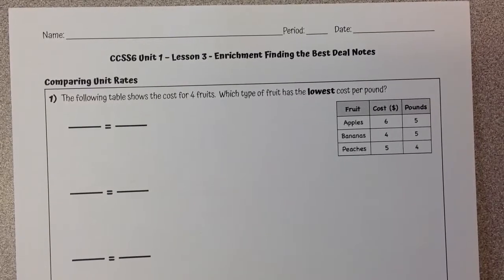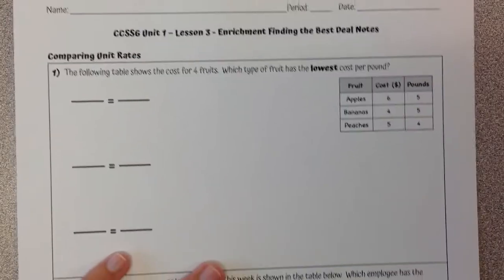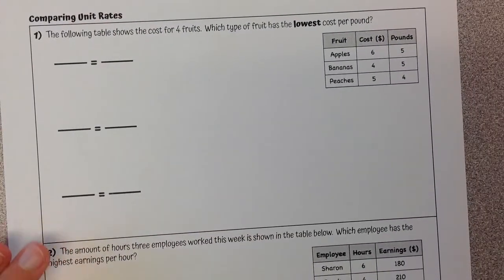For today's enrichment lesson, we are going to be looking at taking unit rates, or unit prices, and finding the best deal. So, the following table shows the cost for 4 fruits. Which type of fruit has the lowest cost per pound?